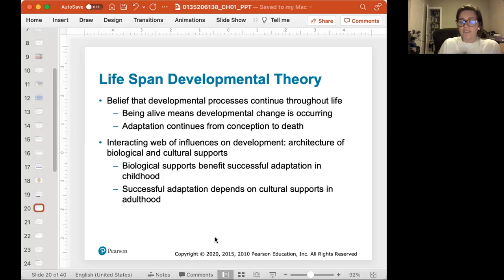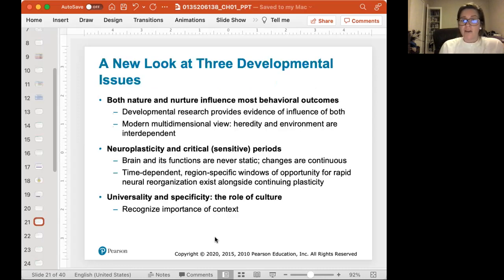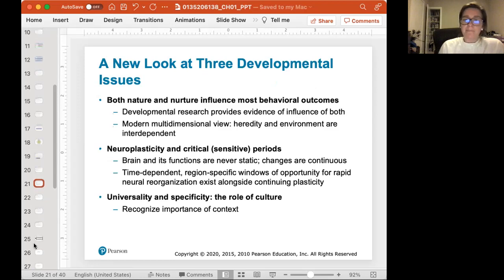Interacting web of influences on development, architecture of biological and cultural supports. Biological supports benefit successful adaptation in childhood, and successful adaptation depends on cultural supports in adulthood. So support or lack thereof can affect your development. A new look at three developmental issues, and then we're going to get to some questions here in just a second. We're almost there. Both nature and nurture influence most behavioral outcomes.